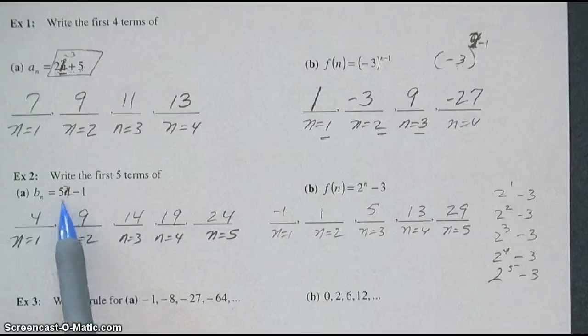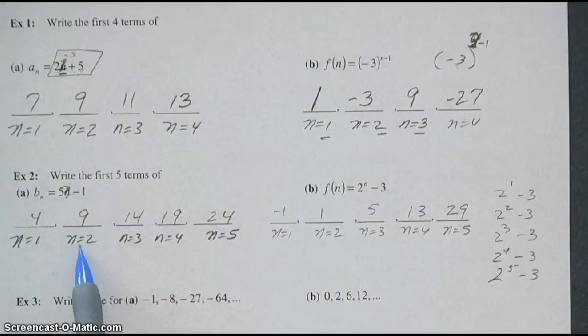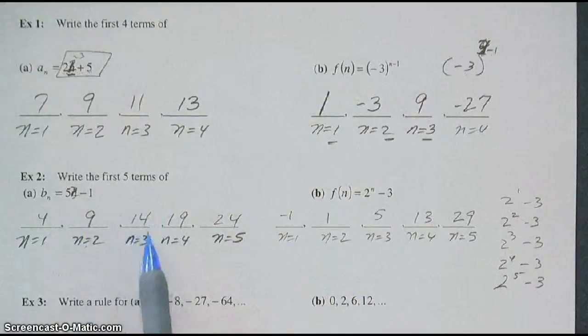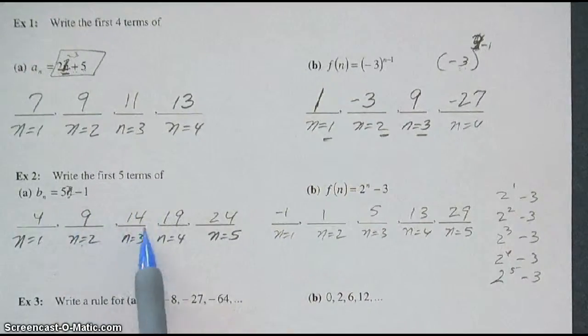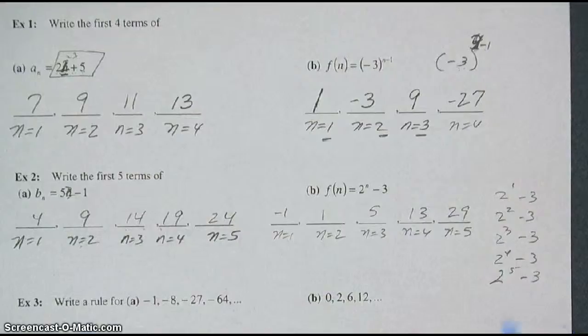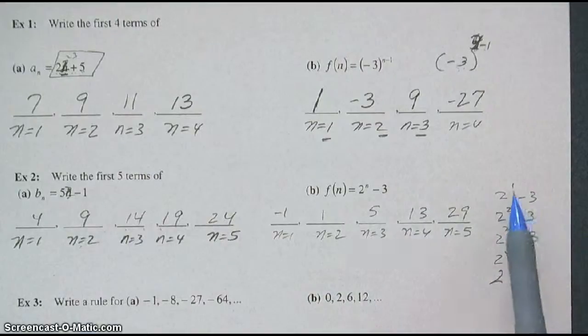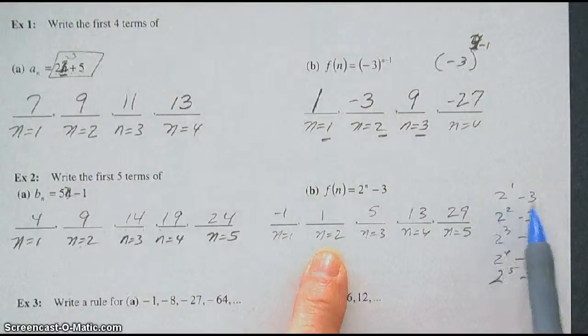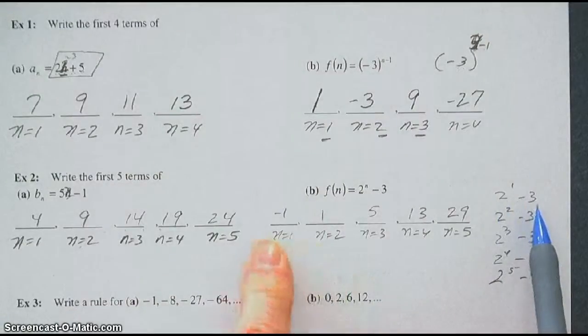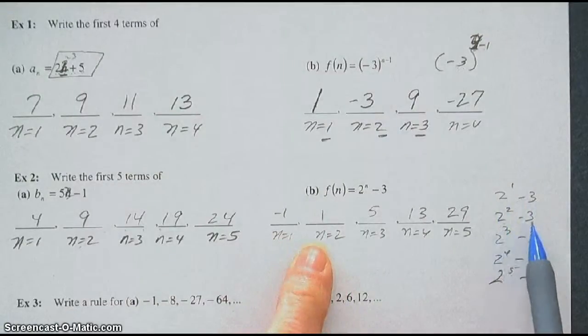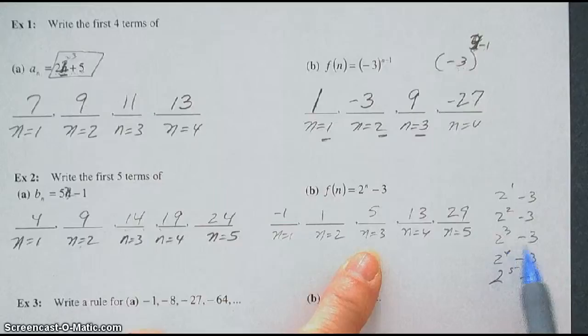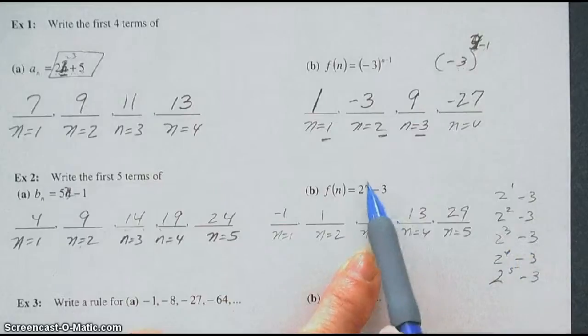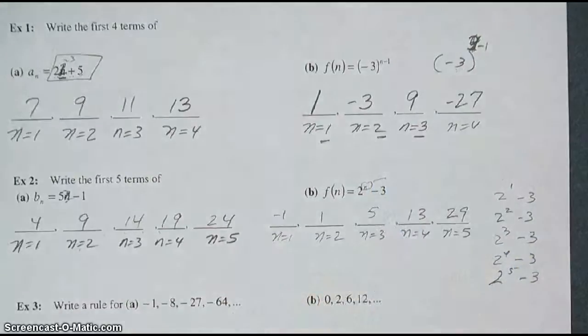n equals 1 gives 5 minus 1 is 4. n equals 2 is 10 minus 1 is 9. n equals 3 is 15 minus 1, and again, you might see the pattern. For part B, put in n equals 1, 2, 3, 4, 5. So again, n equals 1: 2 minus 3 is negative 1. 2 squared minus 3 is 1. And you simply plug in n equaling 1, 2, 3, meaning first, second, third term.